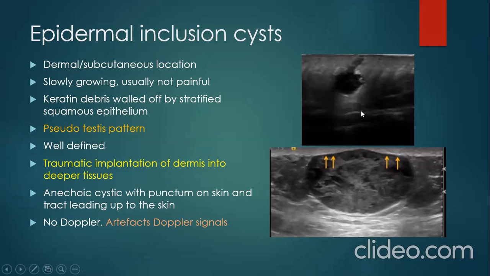As literature says, practically you might not be able to get this tract, but if you get one, you will see it leading to the skin. On color Doppler, we're not supposed to see any color flow, but you might get artifact signal from the contents of the cyst itself.